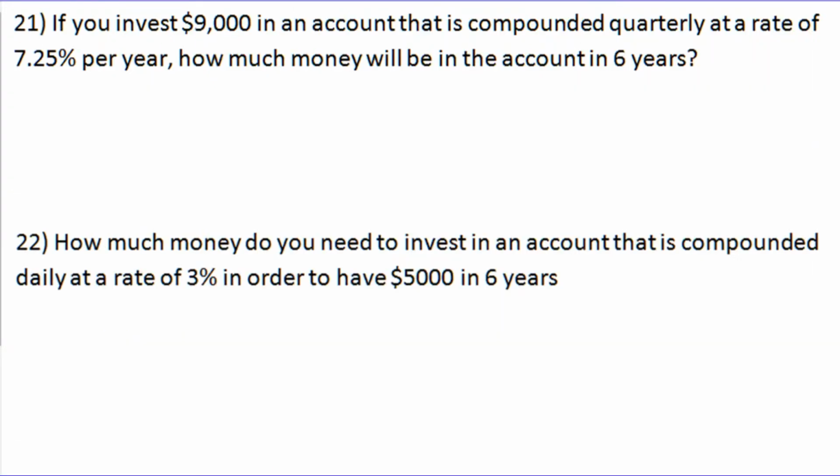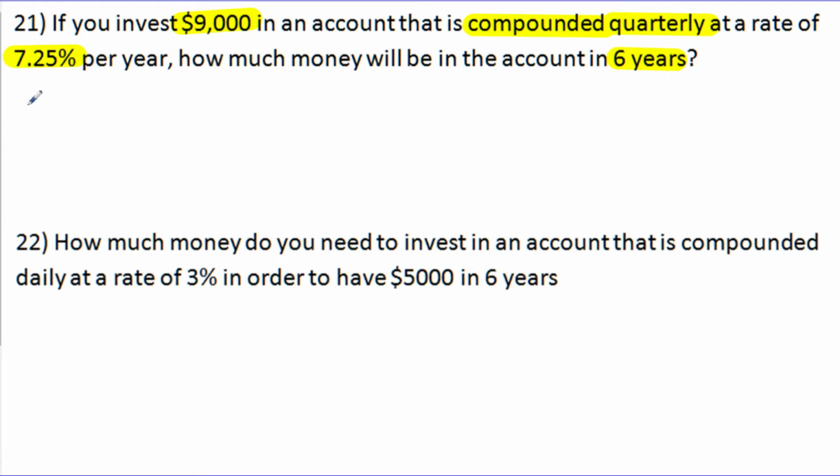So let's talk about some of these word problems dealing with compound interest and exponential growth and decay. For this problem, we're going to highlight some key information. I see a $9,000 investment. That's my starting value. I see compounded, which means I need to use the compound interest formula. I see quarterly, which is going to be the N value for that formula. I see my percentage. That's going to be R. And I see the number of years. So there's the information that I need.